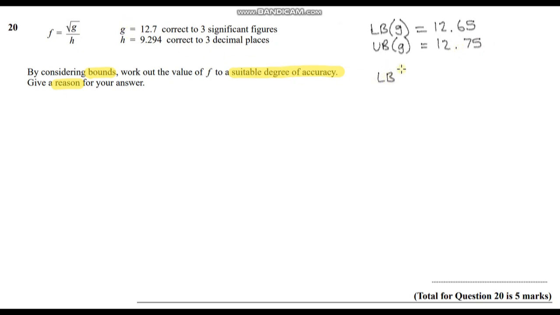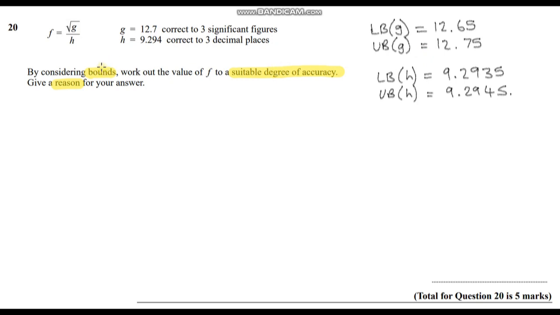Now let's think about h. So the lower bound for h, well, this time we're rounding to 3 decimal places. So it's going to be 9.2935. And again, remember, the 5 tells us to round this up to a 4. So that will take us to 9.294. And the upper bound, again, it's exactly the same distance, but in the other direction, it's going to be 9.2945. So now we've got our lower and upper bounds.